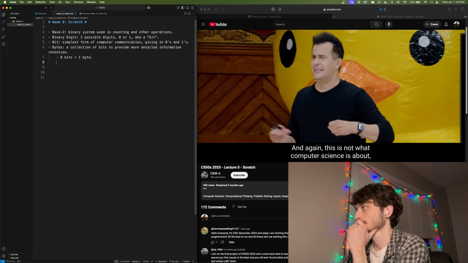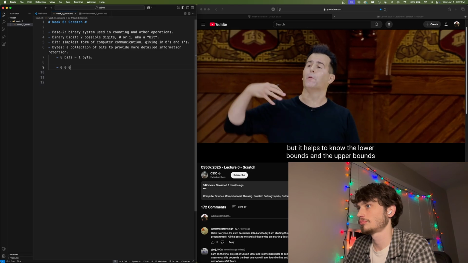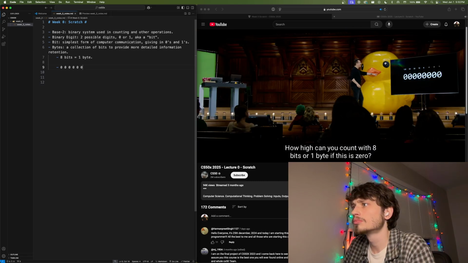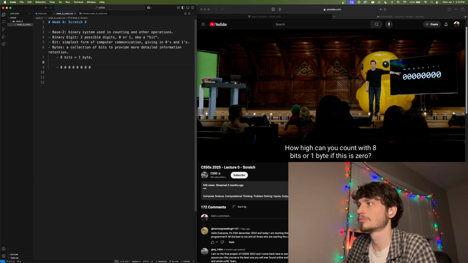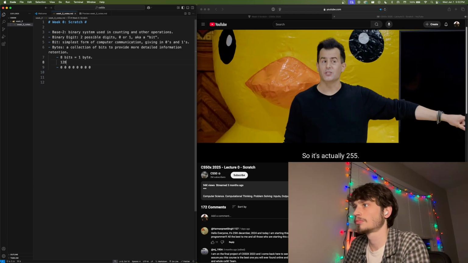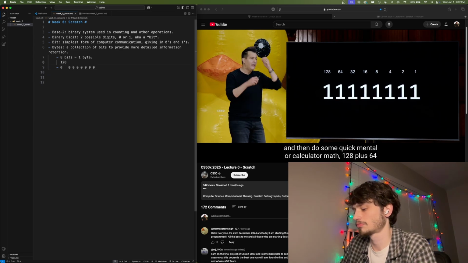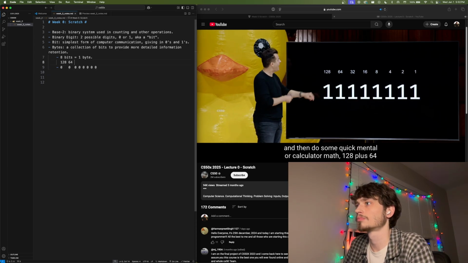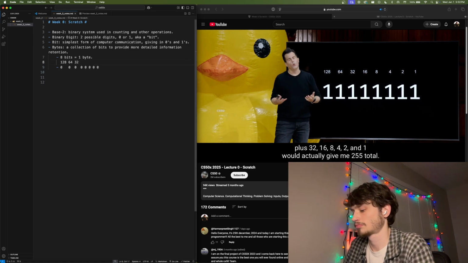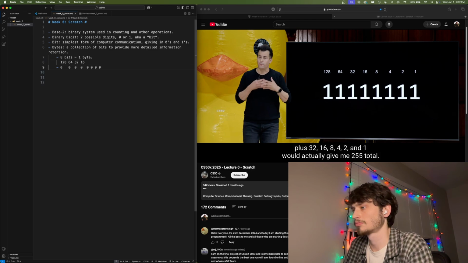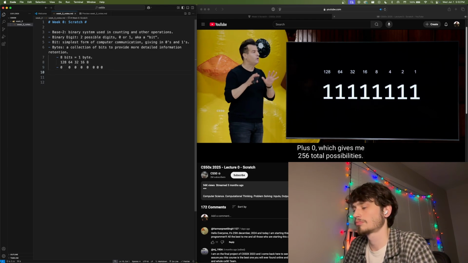Little trivia, and again, this is not what computer science is about, but it helps to sort of know the lower bounds and the upper bounds of these kinds of values. How high can you count with 8 bits or 1 byte? If this is 0? Yeah, so it's actually 255. So if I were to change all of these zeros to ones and then do some quick mental or calculator math, 128 plus 64 plus 32, 16, 8, 4, 2, and 1 would actually give me 255 total, plus 0, which gives me 256 total possibilities.